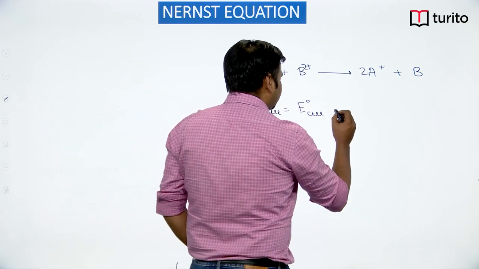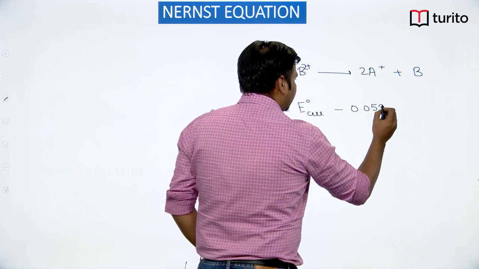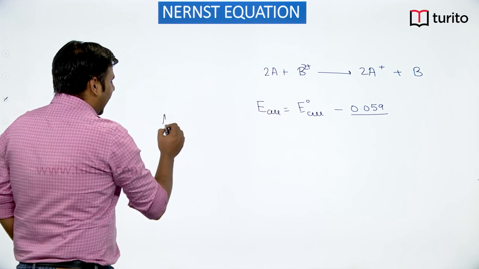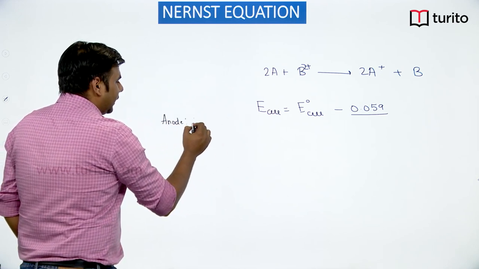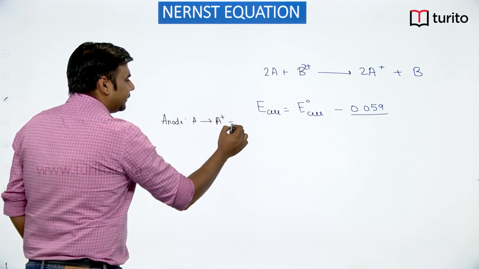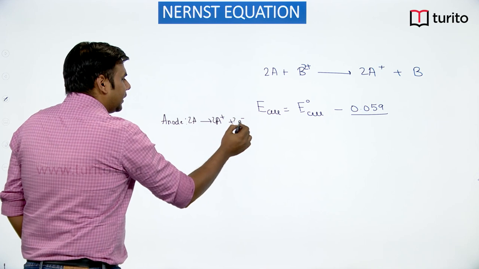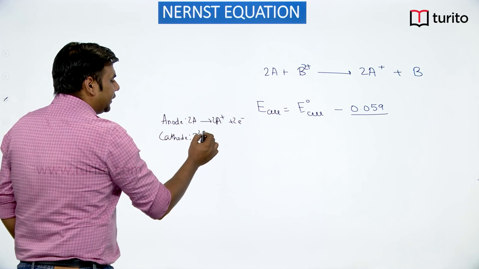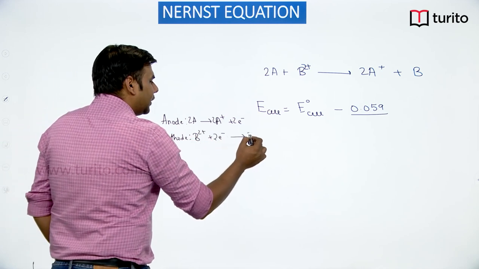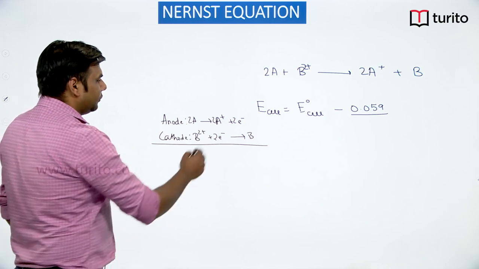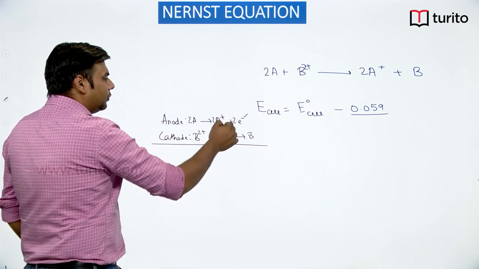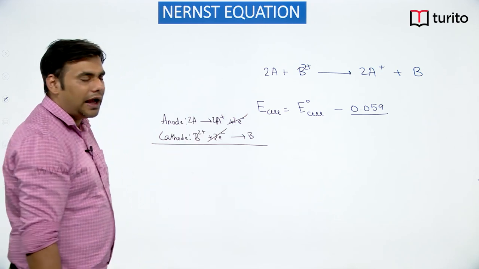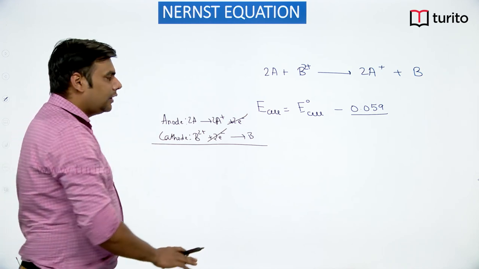So E cell equals E naught cell minus 0.059 upon n, the number of electrons exchanged here, which is 2. You can see that in the anode, A was oxidizing into A plus, whereas in the cathode, B2 plus was reducing into B. If you add the two reactions, obviously you have multiplied the first reaction by 2 so that the electrons get cancelled out. So the number of electrons exchanged between cathode and anode in the overall reaction is 2, so n would be 2.